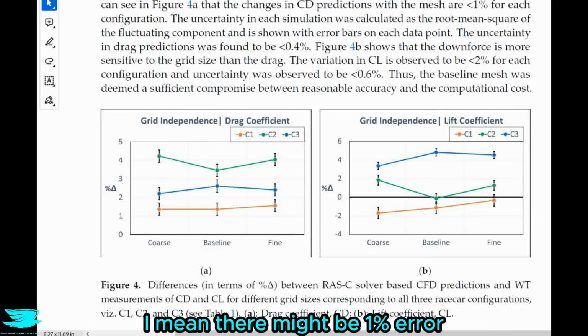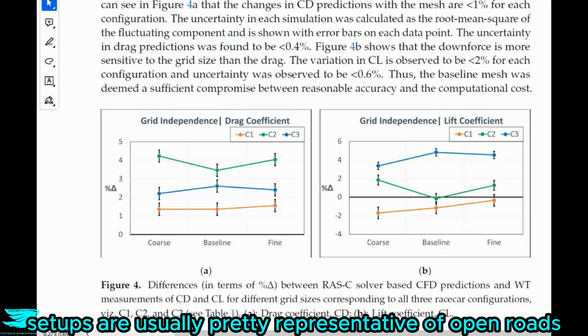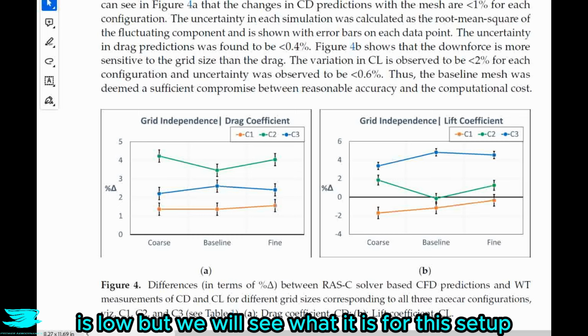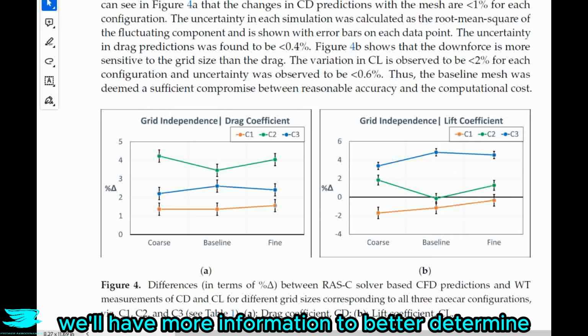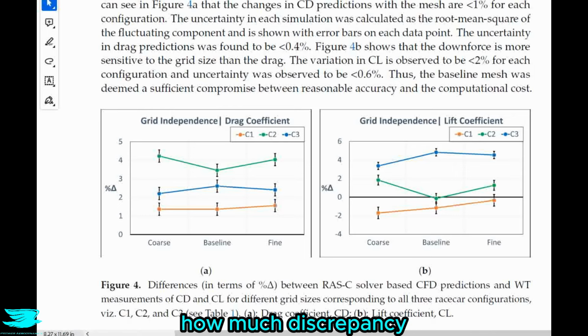I mean, there might be a percent error, because wind tunnel setups are usually pretty representative of open roads because the blockage ratio is low. But we will see what it is for this setup, and then we'll have more information to better determine how much of a discrepancy there would likely be. So let's move on.